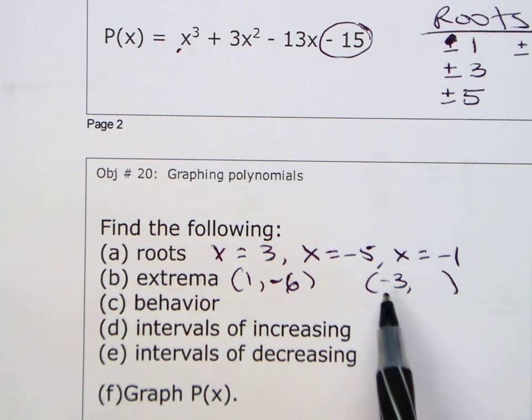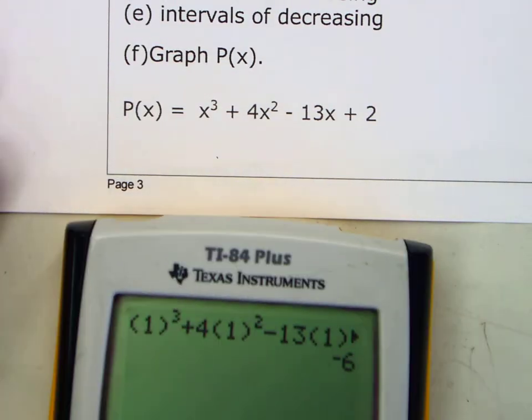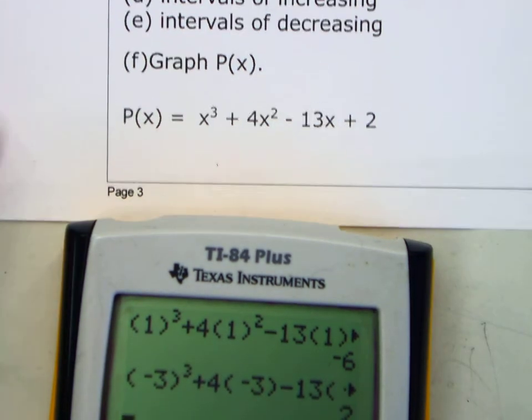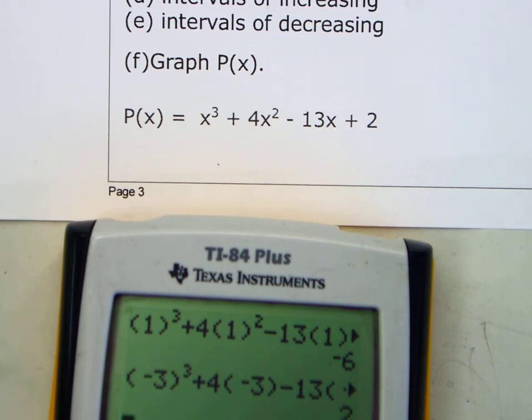Same thing. Instead of 1, I'm going to replace all my x's with negative 3. Parentheses, negative 3 to the third plus 4 times negative 3 minus 13 times negative 3 plus 2. 2. Wow, these numbers are nice. Cool. So now I'm going to go to my graph and plot those.